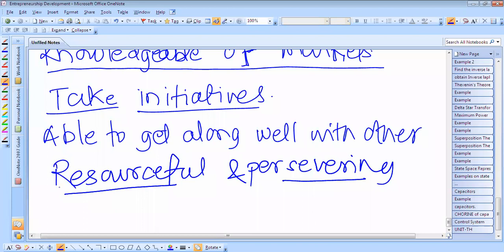Resourceful means he always has resources with him, whether it is money, machines, or materials. Entrepreneurs are always resourceful people, and persevering means there is continuity in the efforts. He is continuous in his efforts. There is no lack of effort. Every day he makes efforts. That is persevering. Next is independent minded. That is also one of the traits.